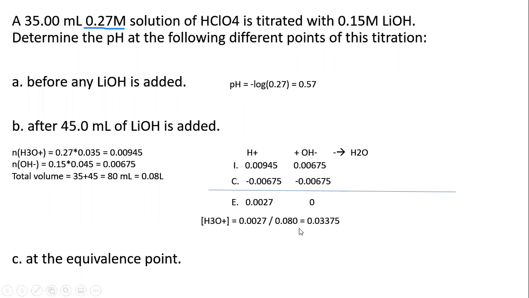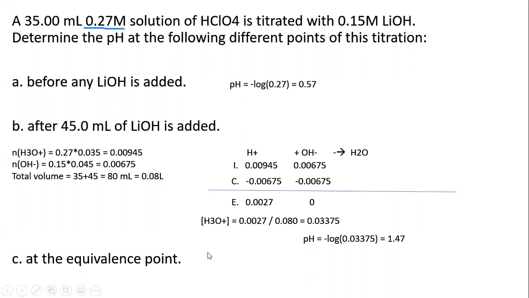We know the new volume is 80 milliliters, so we can calculate the new concentration of hydronium ions. Now we can take the pH by taking the negative log, and we get a pH of 1.47. So that's the pH after we've added 45 milliliters of this lithium hydroxide solution.